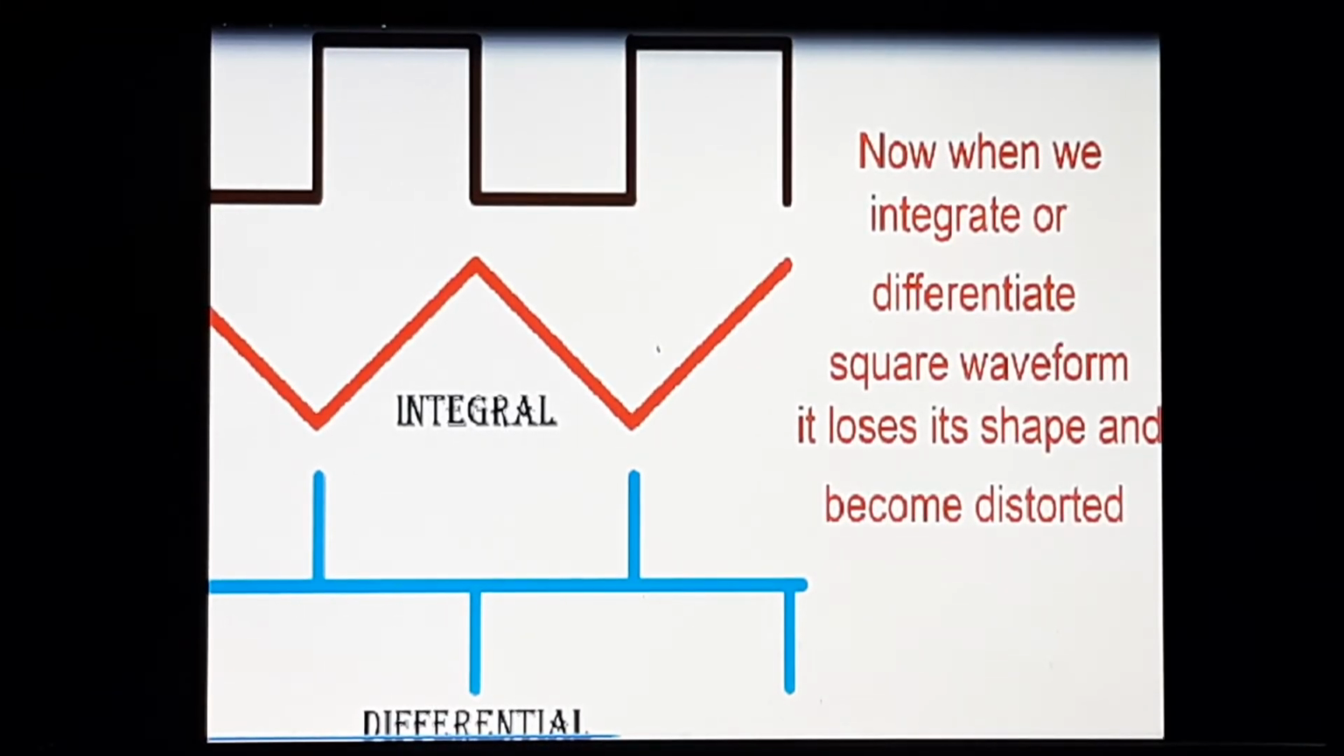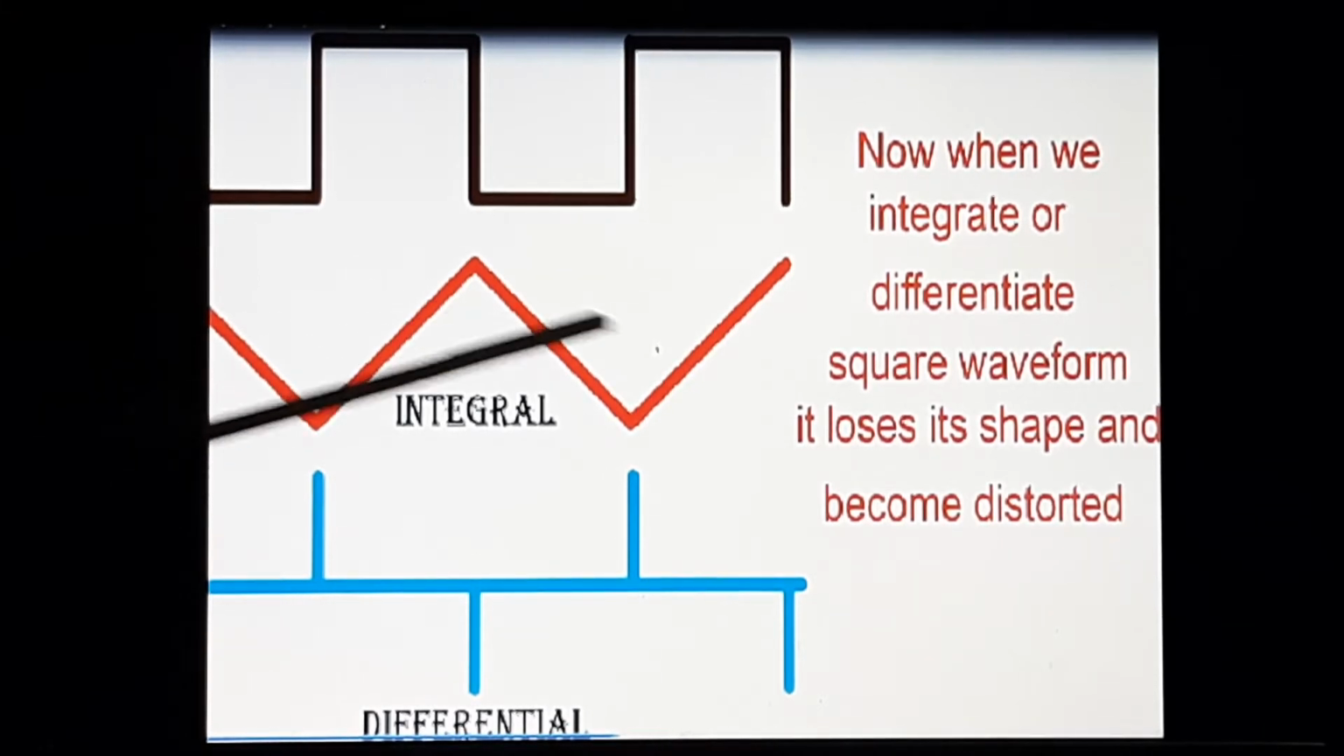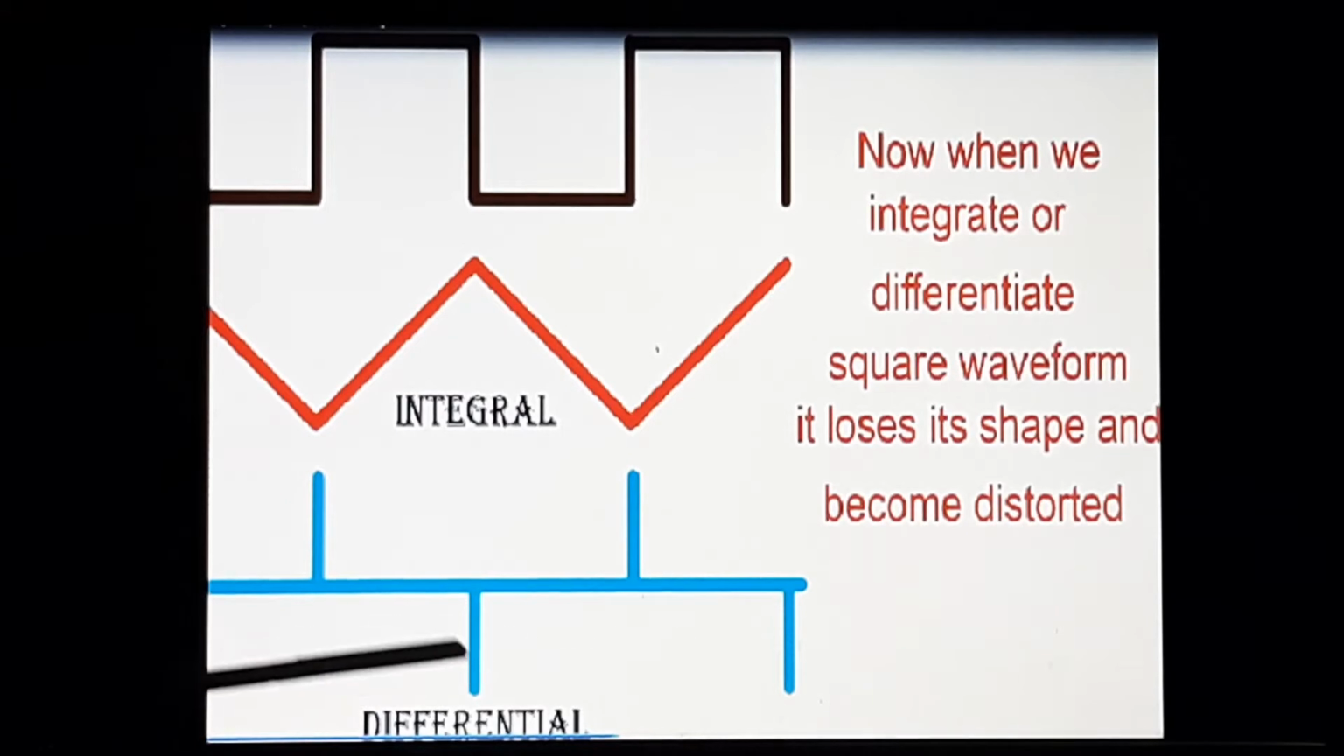Now, when we integrate or differentiate the square wave, what happens? This is the square wave. So I will get the triangular wave shape after integration, and I will get this pulses like signal after differentiation. So ultimately, the square waveform is deformed and the output is distorted, right?